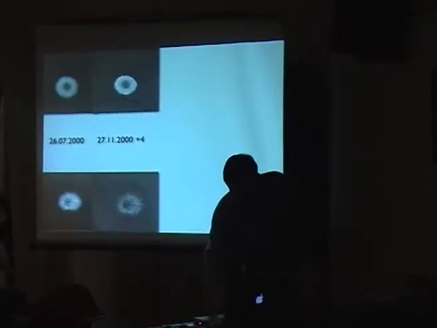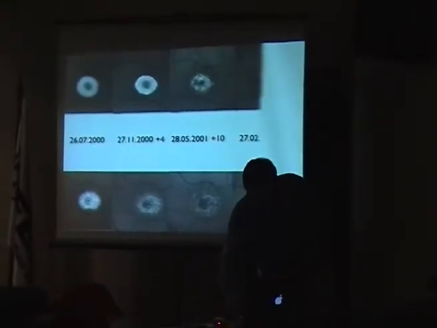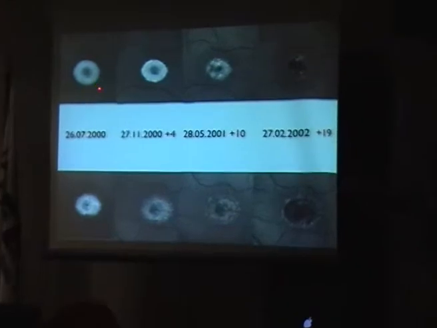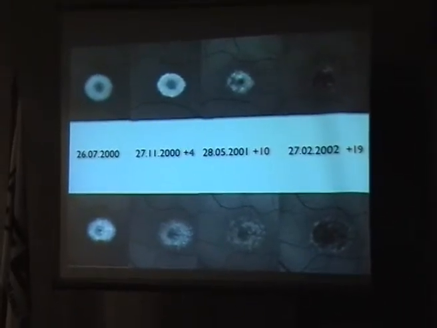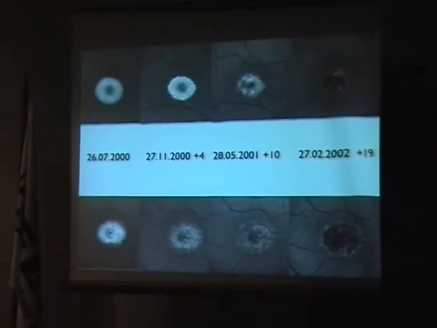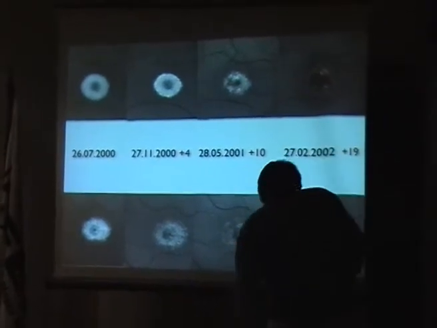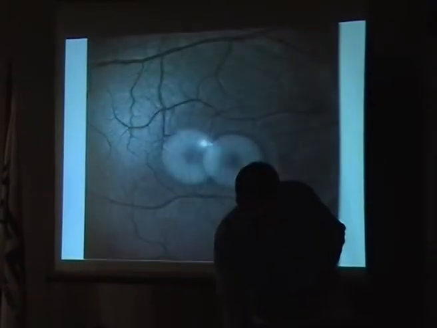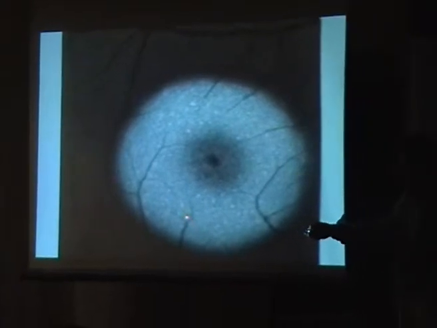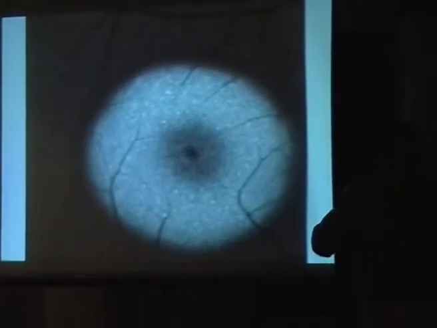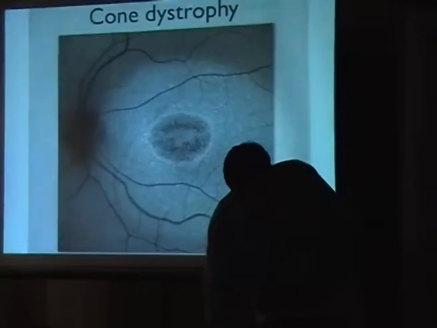And this is also a sign. This is Best disease in an 8-year-old child, and you see how all the steps of Best disease are visible here in a short time, and you can actually see details of single cells that have more lipofuscin and not others.